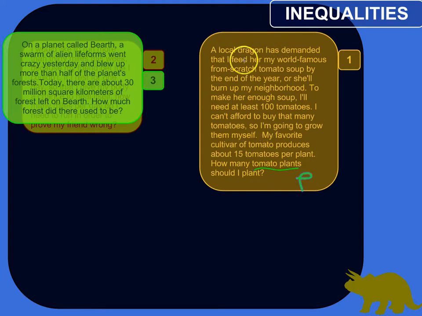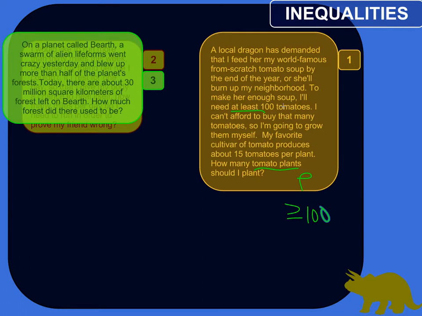So local dragon has demanded that I feed her my world famous from scratch tomato soup by the end of the year, or she'll burn up my neighborhood. To make her enough soup, I'll need at least 100 tomatoes. So at least 100 tomatoes. So whatever I do, however many tomato plants I grow, the result needs to be greater than or equal to 100 tomatoes.